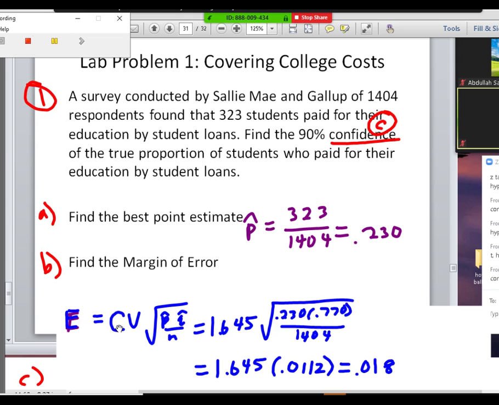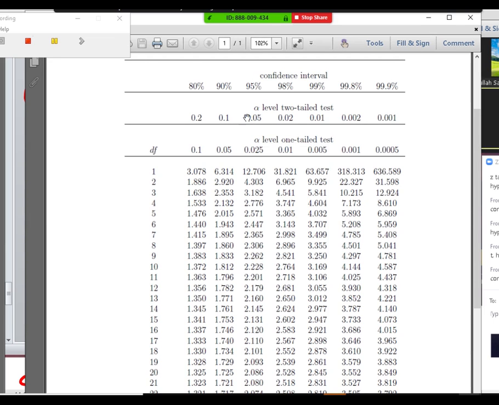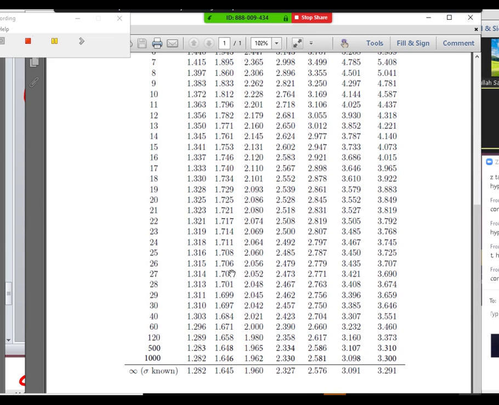My margin of error is my critical value times square root of p hat q hat over n. So my critical value, it's a 90% confidence interval, it's proportion, so z. If you look that up, again, remember the z table is the bottom row of your t table. So you're going to look all the way down, and you'll see it's 1.645. This bottom row is your z table.